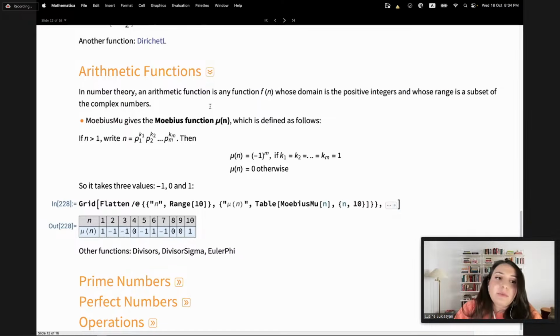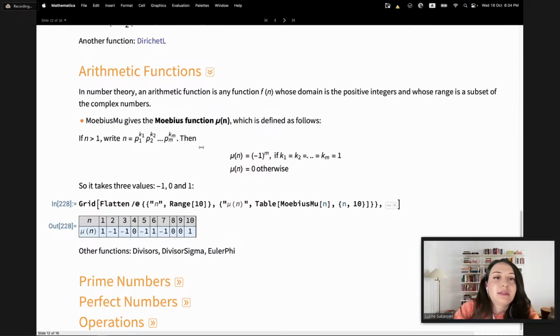For example, Mobius mu, we didn't talk about it. You know, this function was also in the category of factoring related functions, but now let's talk about it here. It gives the Mobius function mu(n), which is defined as this. If we have the prime factorization of number n, and it is this, then the Mobius function is defined as this, right? Minus 1 to the power of m if k1 equals to km, that is 1, and 0 otherwise. So now it takes 3 values, minus 1, 0, and 1. You can here see the table of the values.